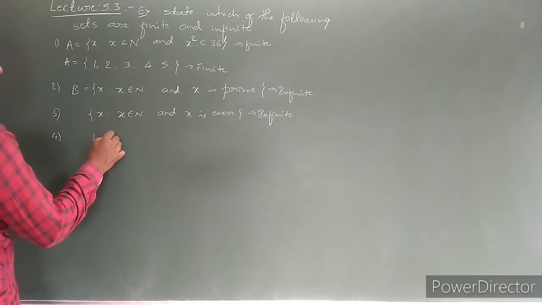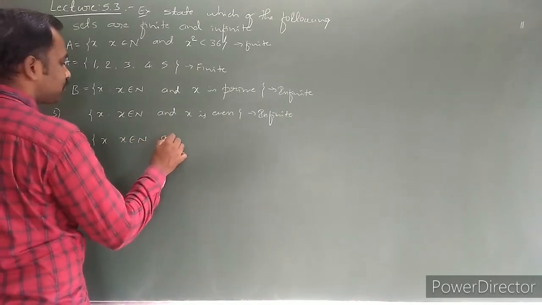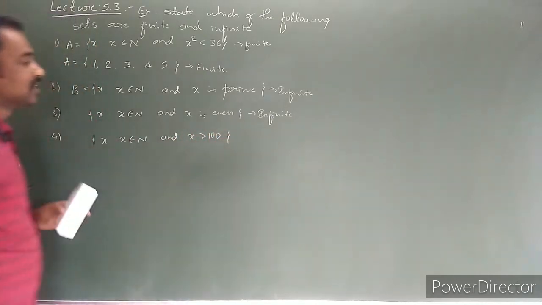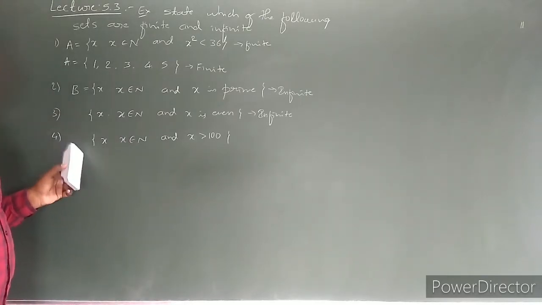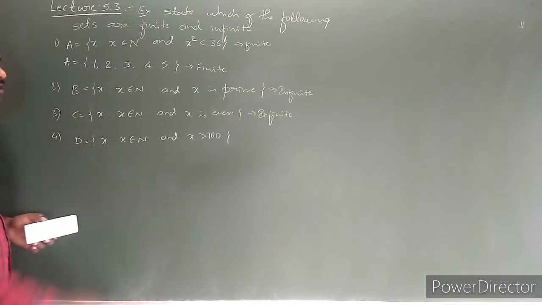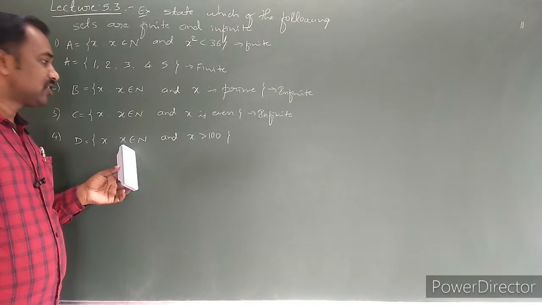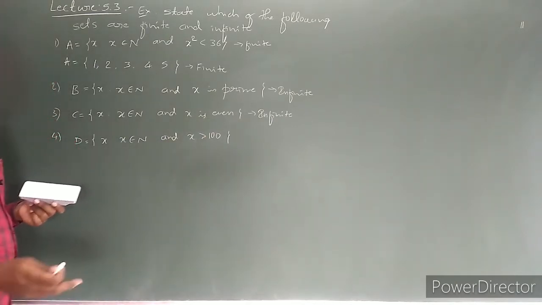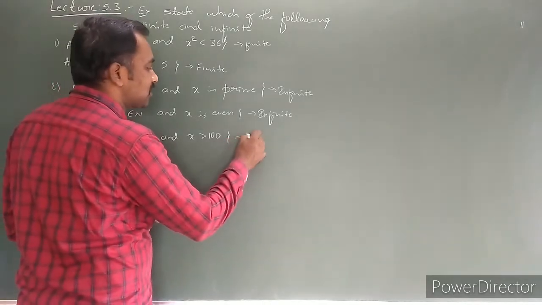Next one. X such that x is a natural number and x is greater than 100. Whether this set, which I just call B, is finite or infinite. X is a natural number and x is more than 100. More than 100 means 101, 102, 103, and so on. So it is an infinite set.